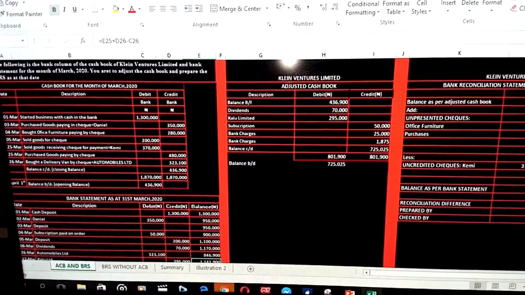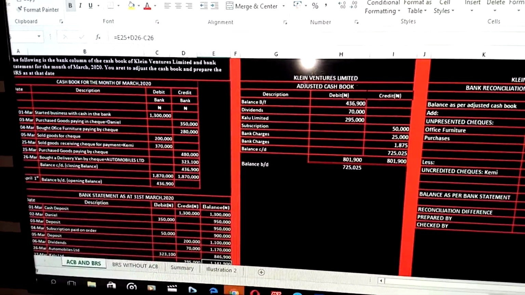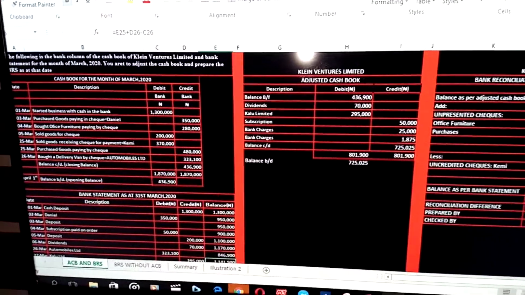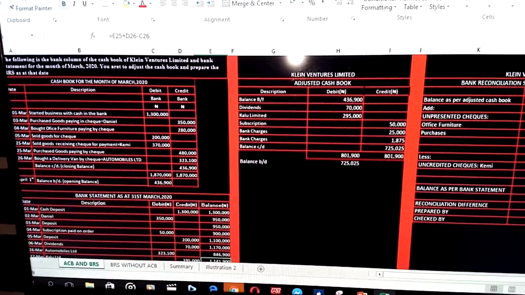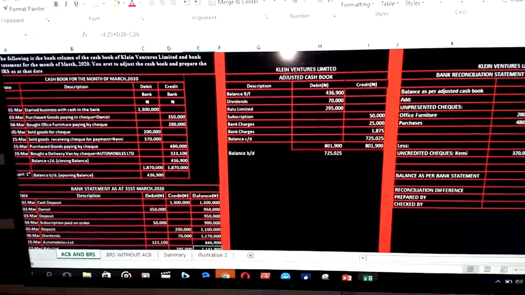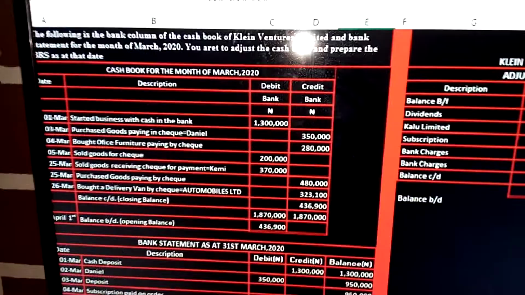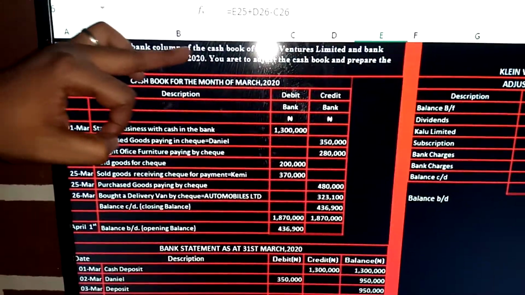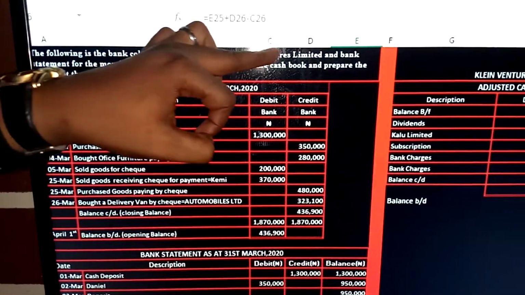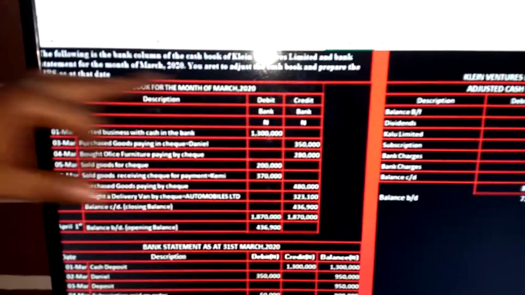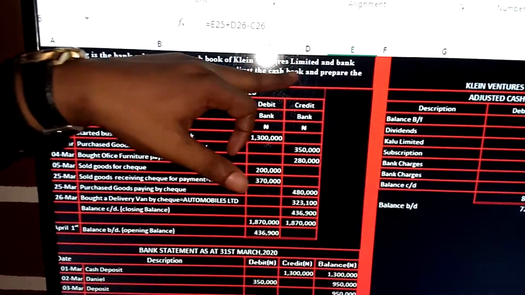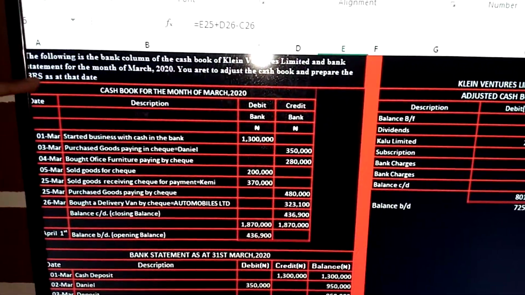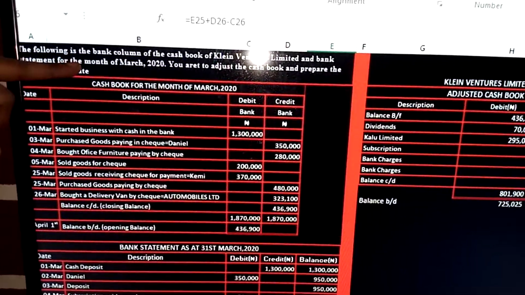Now, this is an illustration showing the preparation of the bank reconciliation statement after adjusting the cash book. Here we have the bank column of the cash book of Clean Ventures Limited and the bank statement for the month of March 2020. You are to adjust the cash book and prepare the bank reconciliation statement as at that date.